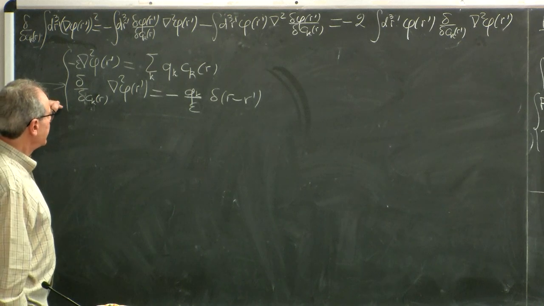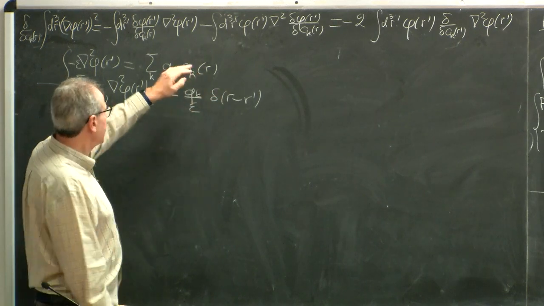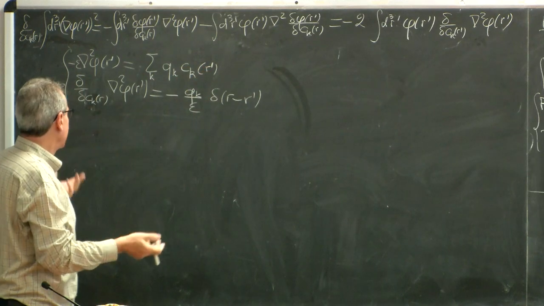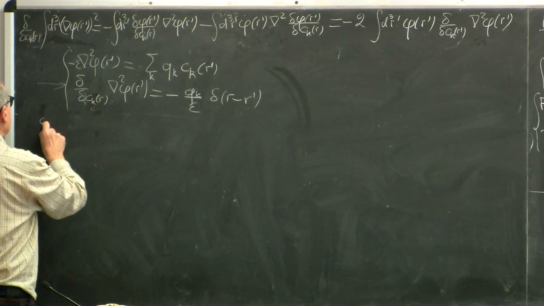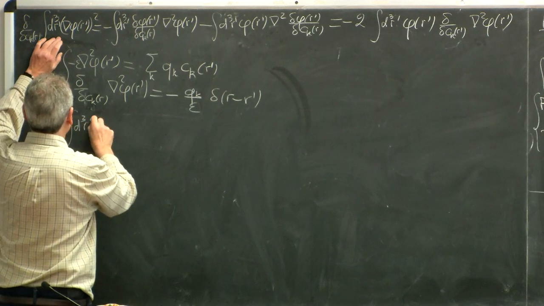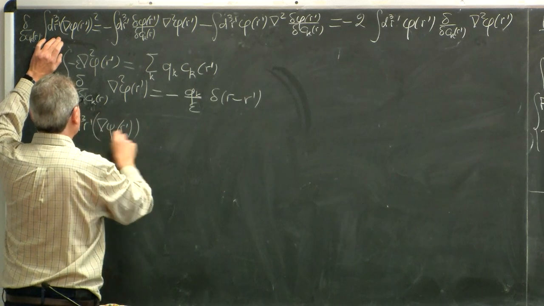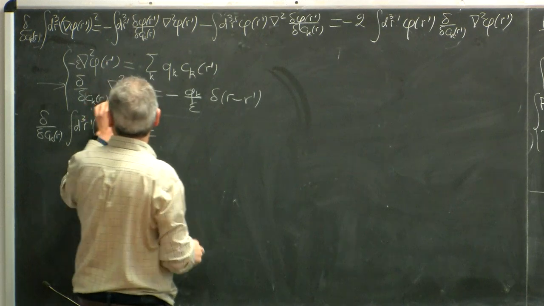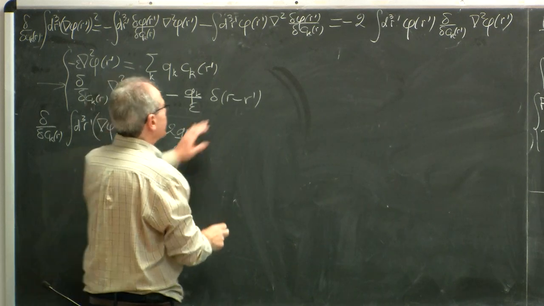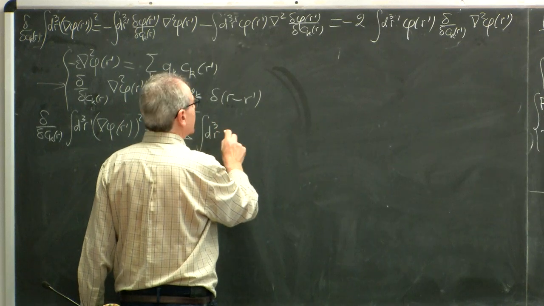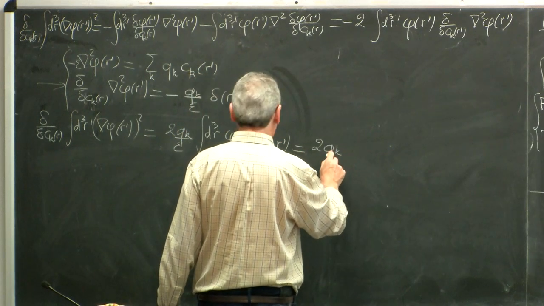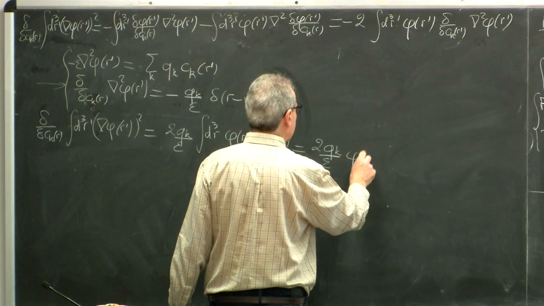Okay, so is it clear that when you have this, it implies this? Well, I just used the rule that you take a standard derivative, and delta of c_k of r' by delta c_k of r gives a delta function. And therefore, you have the property that delta by delta c_k of r of the integral d^3r' gradient phi of r' squared equals minus 2 times, so it's plus 2 q_k over epsilon integral d^3r' phi of r' delta of r minus r', which is 2 q_k over epsilon phi of r.